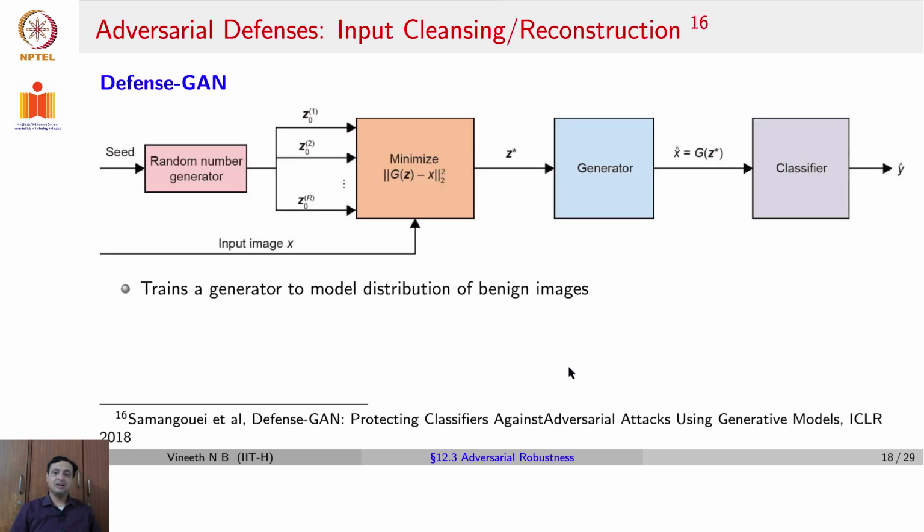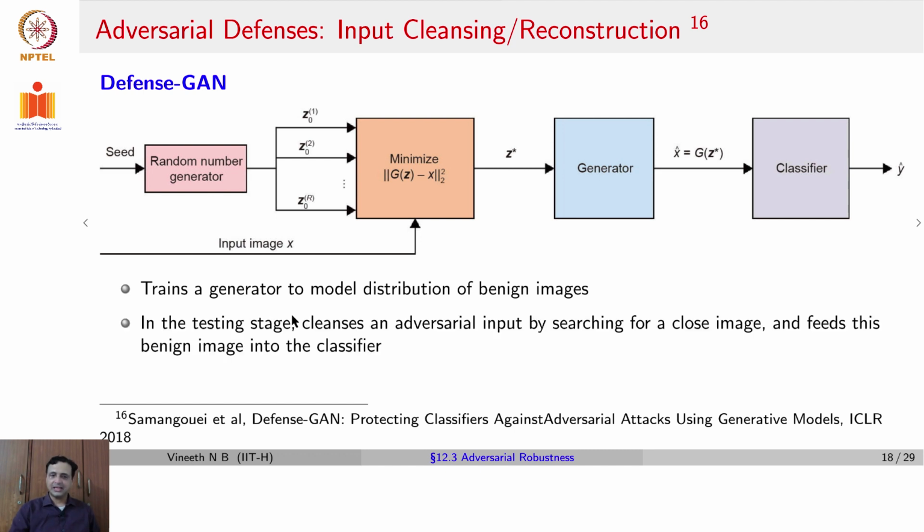Another defense method is known as Defense-GAN, where a generator is trained first to model the distribution of clean images. So you have your training dataset, you don't consider any adversarial perturbations, you only train a GAN to generate more images such as your training dataset. At test time, you now cleanse an adversarial input by finding the nearest generated image. How do you do that?